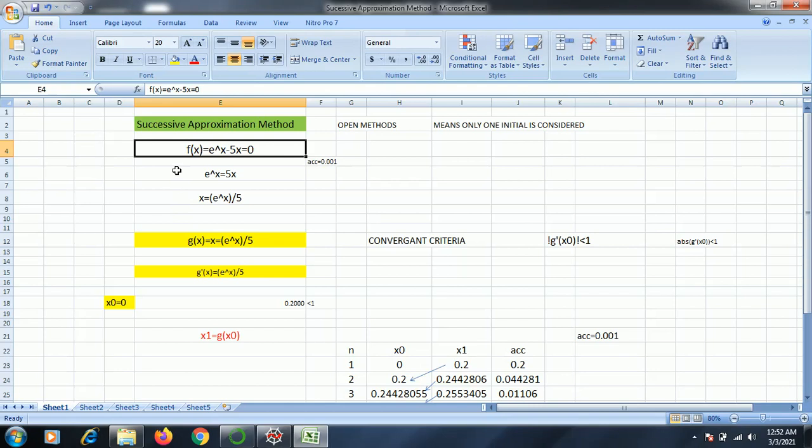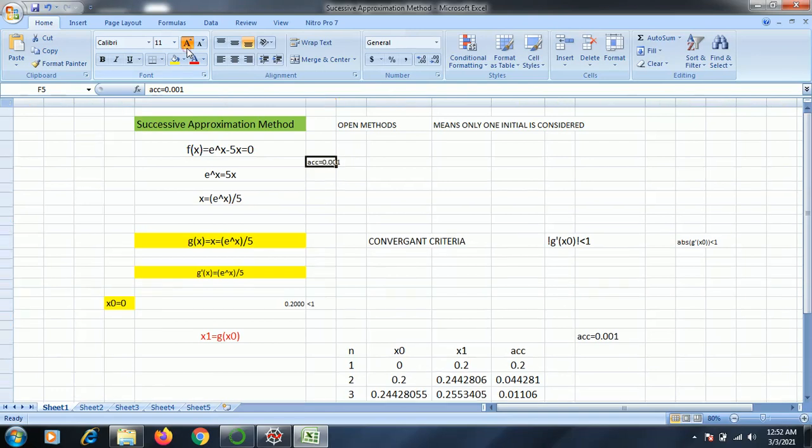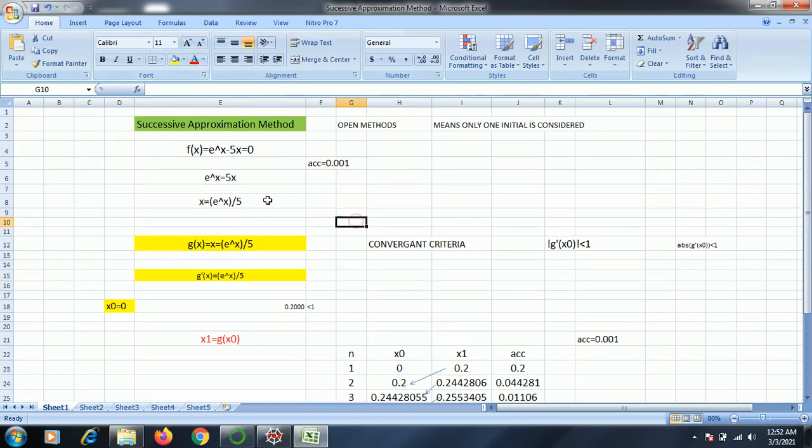In the successive approximation method, I have considered a function e raised to x minus 5x equal to 0, where I am going to consider the accuracy up to 0.001. We need to simplify the given function in such a way that on the left hand side you have the x term, and on the right hand side you have the remaining terms.